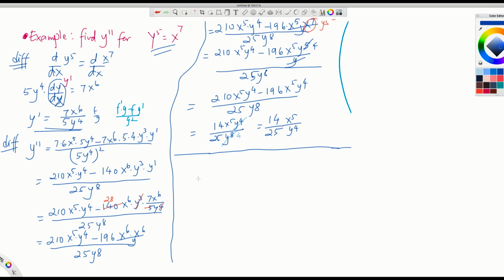So let us do the very last example in this section. Okay, guys. So the last example is this. Let me write down that example.